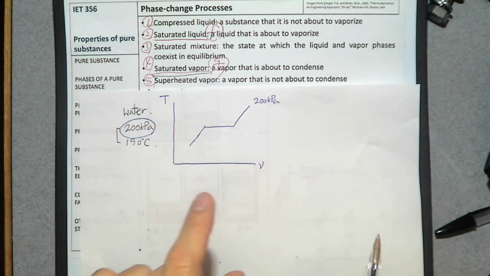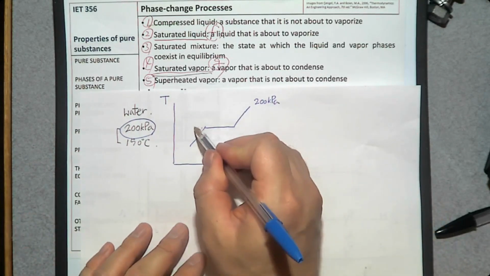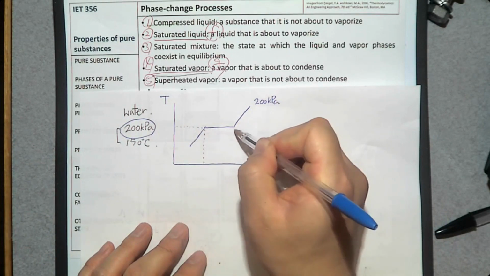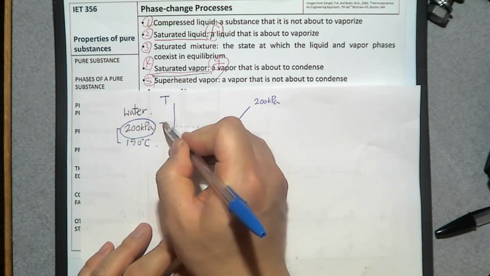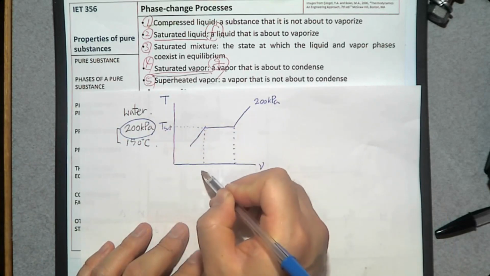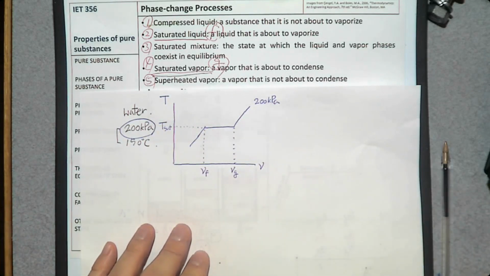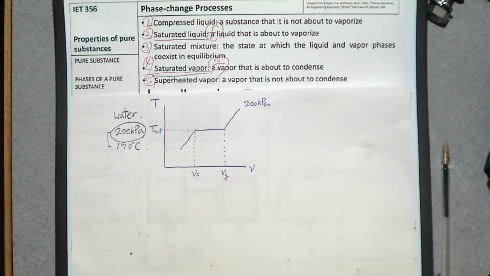And by the way, let's complete this TV diagram first. If you want to make this TV diagram, we need to find 3 properties. They are T sat, Vf, and Vg. Then where can we find T sat, Vf, Vg? What is the property that we know? 200 kilopascal. So you can go to the saturated water pressure table. That is table A3.